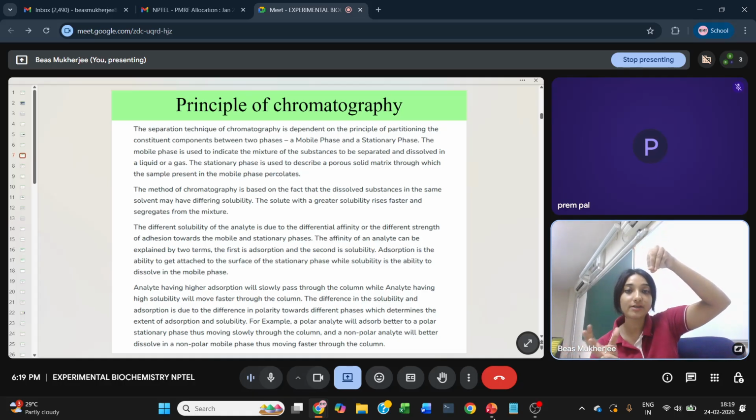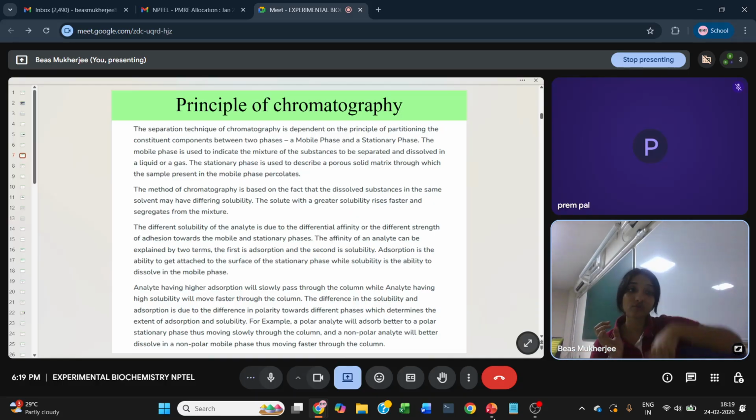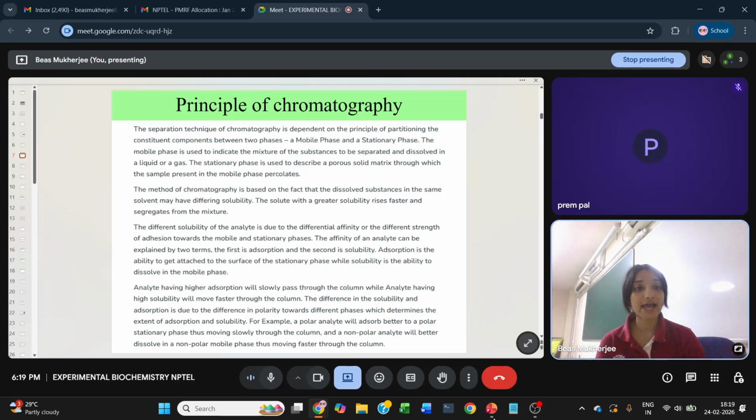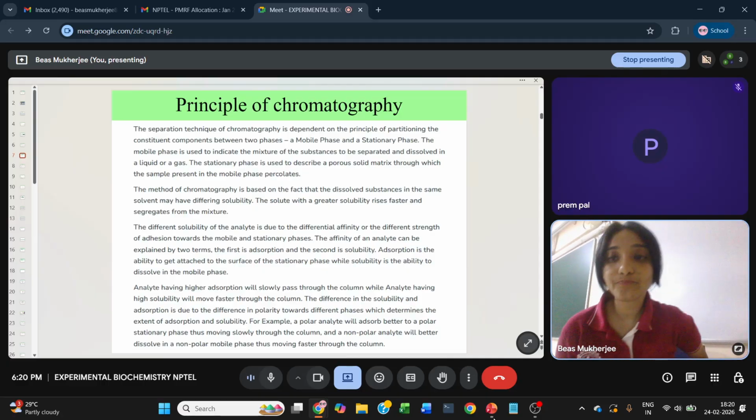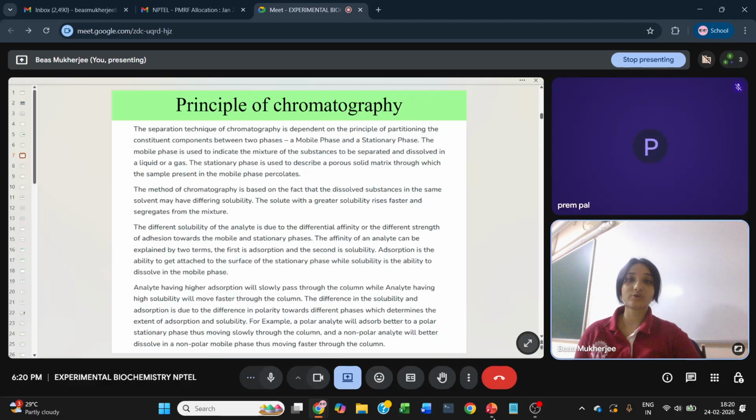If it has more affinity for the mobile phase, it will flow through, and this is called flow through. Now if it has more affinity for the stationary phase, it will bind to the stationary phase, and then it will be eluted later when you give a very high salt buffer. Okay, so analytes having higher adsorption.